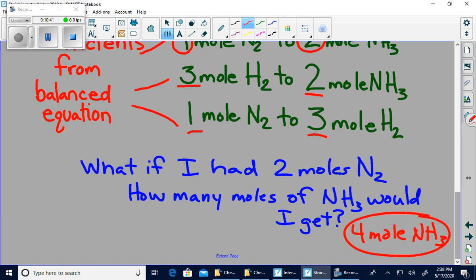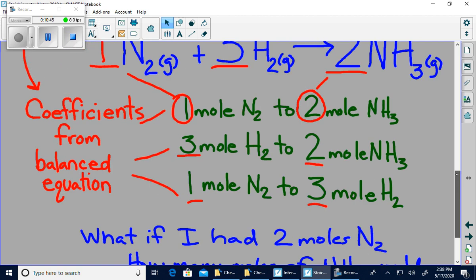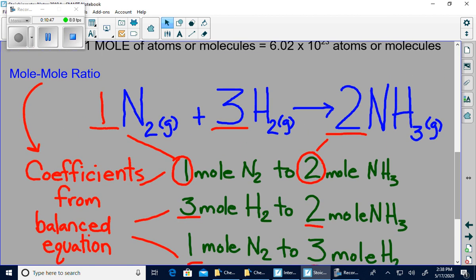Okay, think of the cookie example. If I use half of the hydrogen, so if I only have 1.5 moles of hydrogen, how much ammonia will I get? I would get 1 mole, half of it. Okay? All right, let's go on.